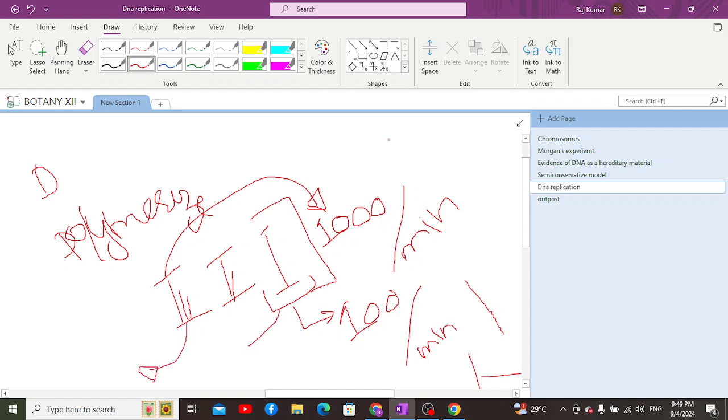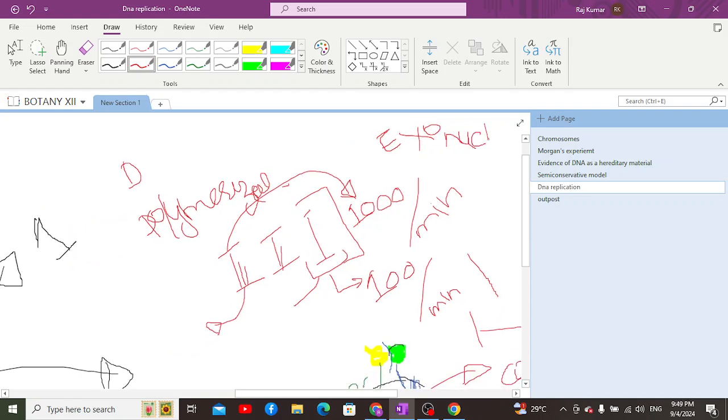Now, the DNA polymerase enzyme has two properties. The first is polymerization and the second is exonuclease property. Exonuclease is an enzyme which breaks the hydrogen bond present between the two strands of the newly formed DNA molecule.